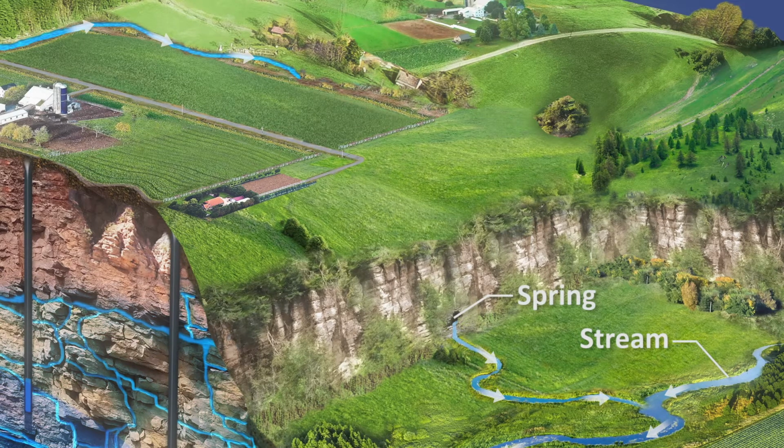The camera pans right and out to include the valley. Water arrows show movement through the disappearing stream, and water emerging at the base of the bedrock outcrop as a spring. The spring then flows into a stream.